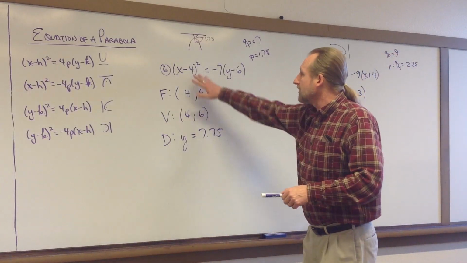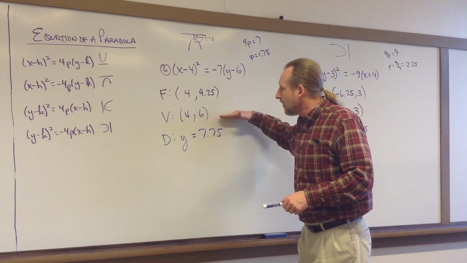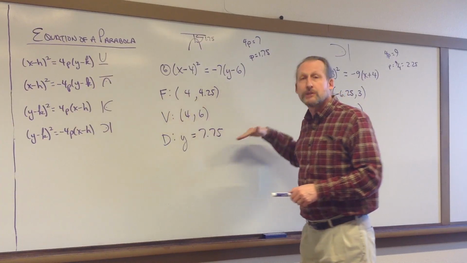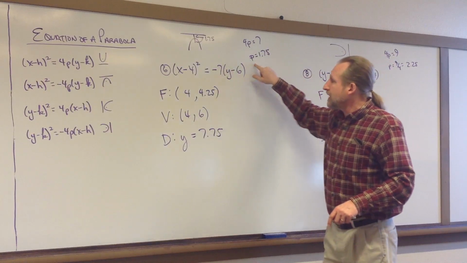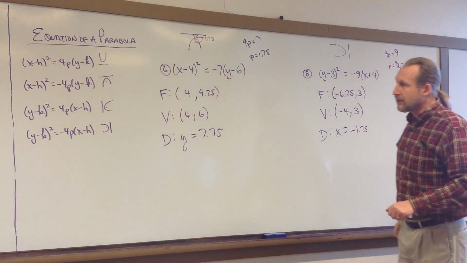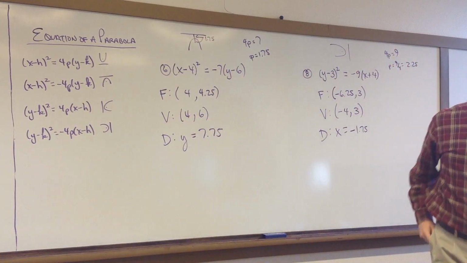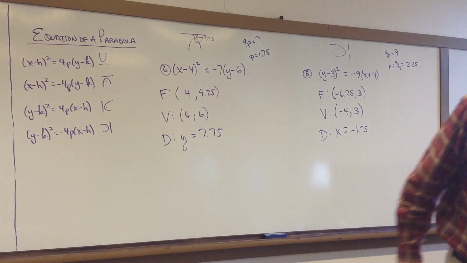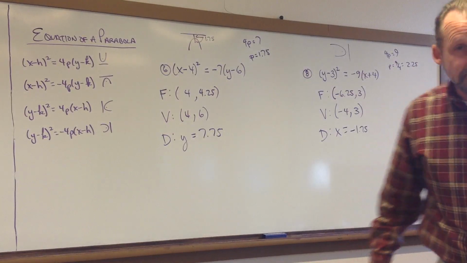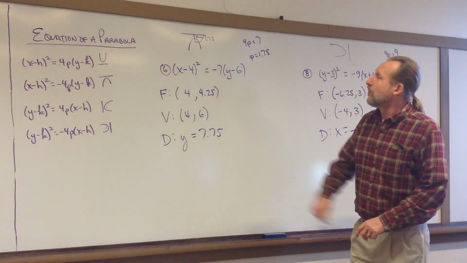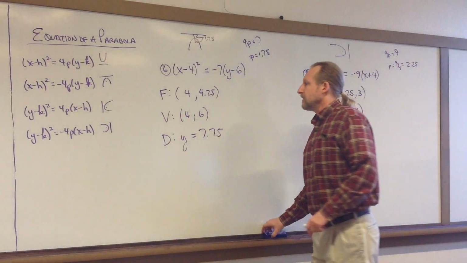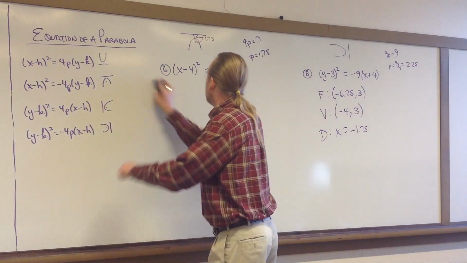Once we have the standard equation, we can find the vertex, the focus, and the directrix based on the orientation, the value of p, and the values of h and k. Now we get the fun ones. This is where we have to complete the square, put the equation in standard form, and then make these calculations. So let's look at a couple of those.